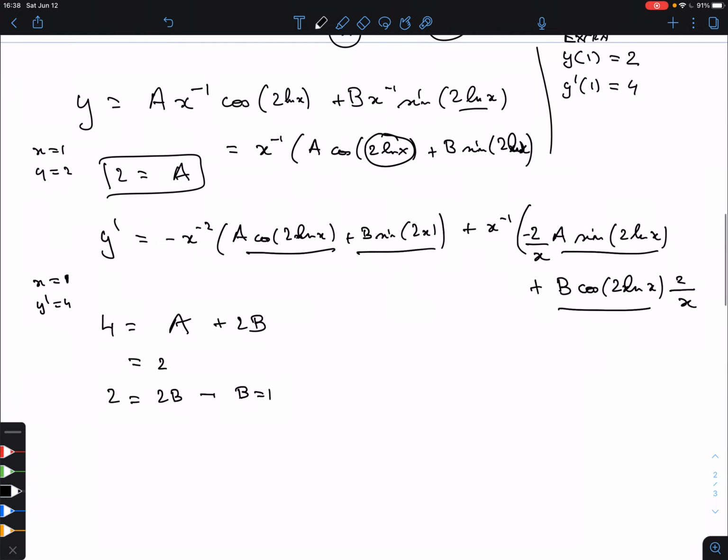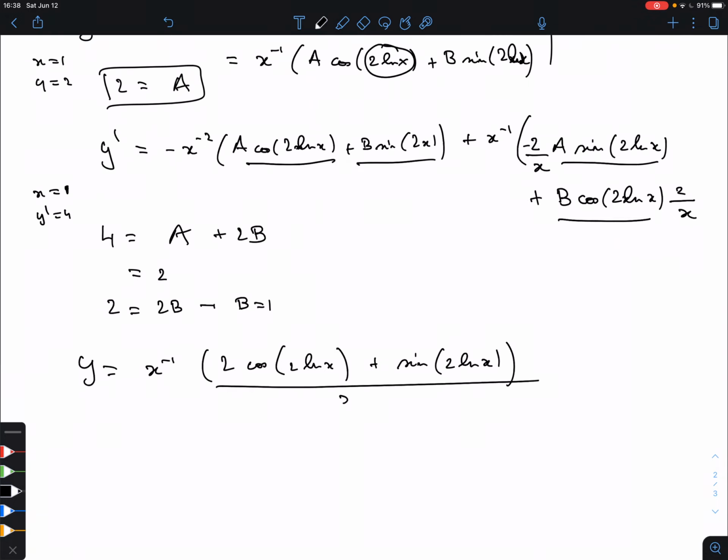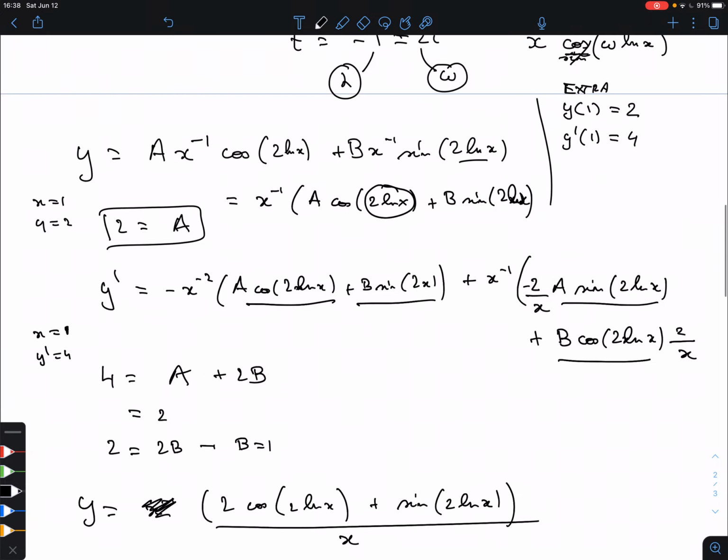Okay, so our particular solution here would be y is equal to x minus 1, or 1 over x, times a, which was 2, right? Where was a? Yeah, 2. So 2 cosine of 2 ln x plus b, which was 1, sine of 2 ln x. And that's our solution. And if you don't want the x minus 1, you can write it this way. Okay, this is if you have this additional initial condition that was not there in the homework.